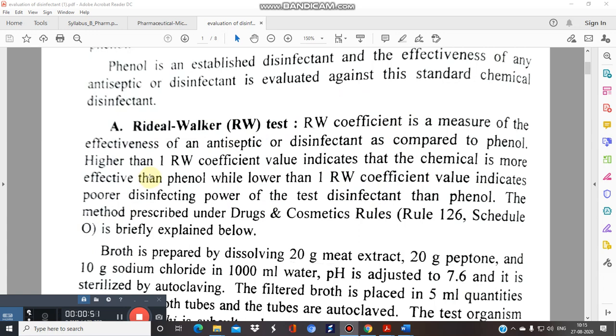A Riddle-Walker coefficient higher than 1 indicates that the chemical is more effective than phenol, whereas a coefficient lower than 1 indicates poor disinfection power in comparison to phenol, because we are using phenol as a standard.